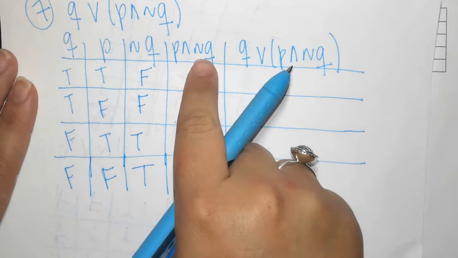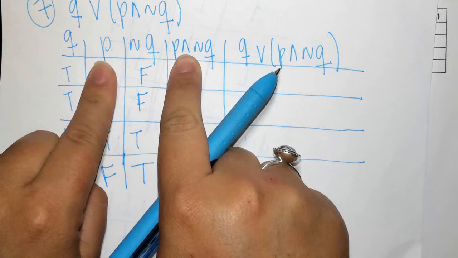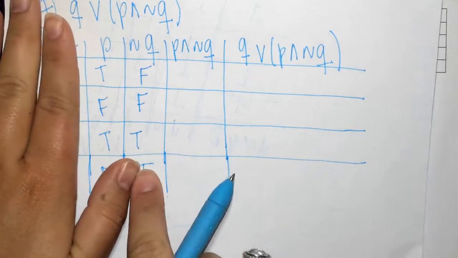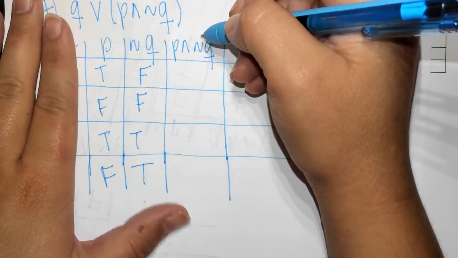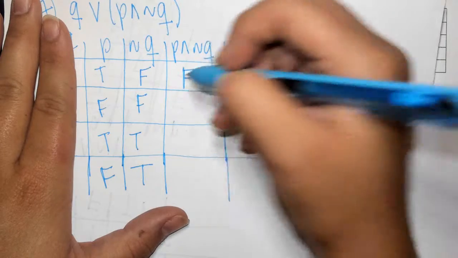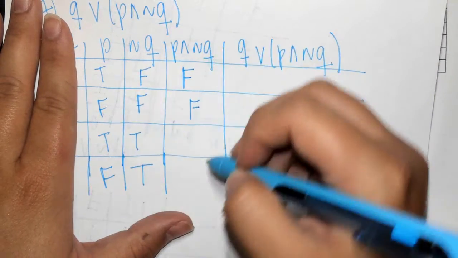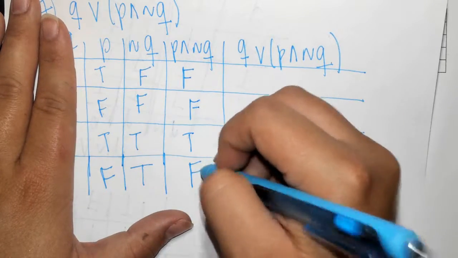Okay, so now let's look at just what was in the parentheses. So we're looking at P, which is this column, and not Q. So we're looking at these two. And the conjunction is and, so they both have to be true. True and false is false. False and false is false. True and true is true. False and true is false.